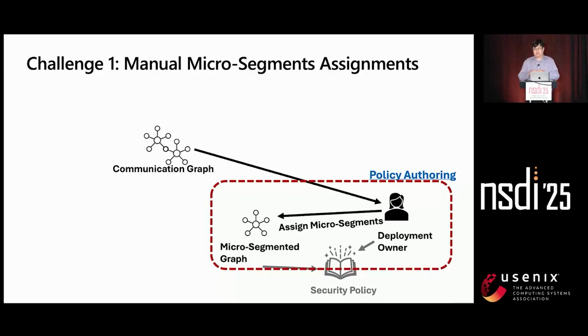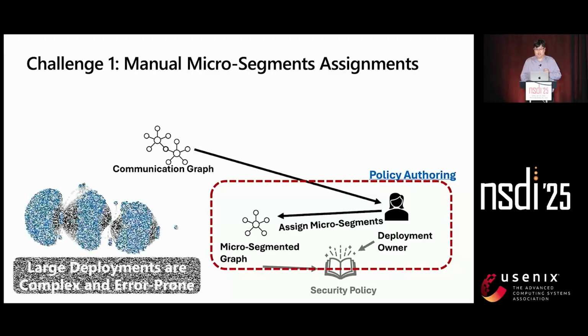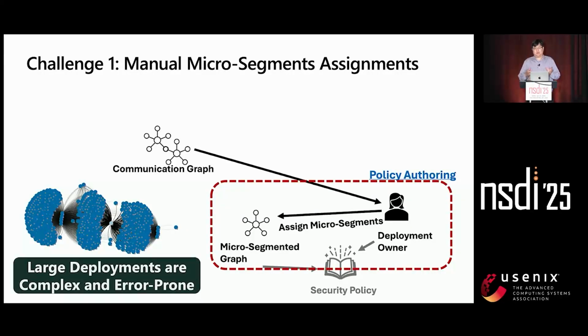However, doing this at large scale still has two major problems. The first problem is the step of manually creating these micro-segments. In a large network, those communication graphs get complicated very quickly, and no one person knows everything. So it becomes very hard to figure out which nodes should be grouped together.